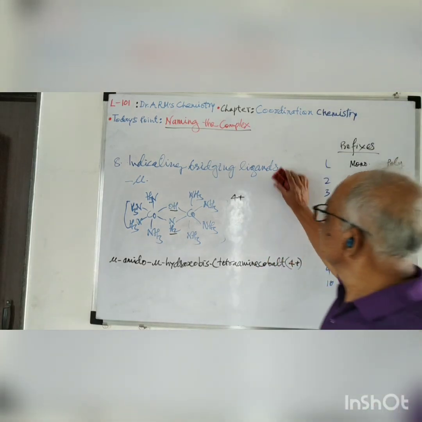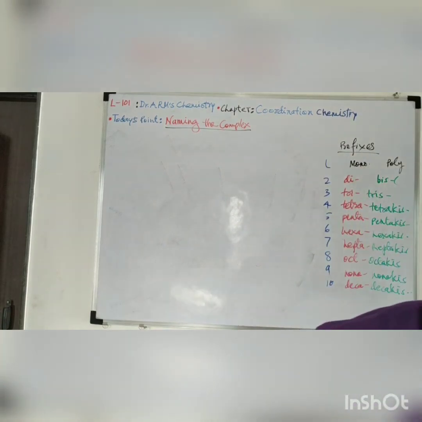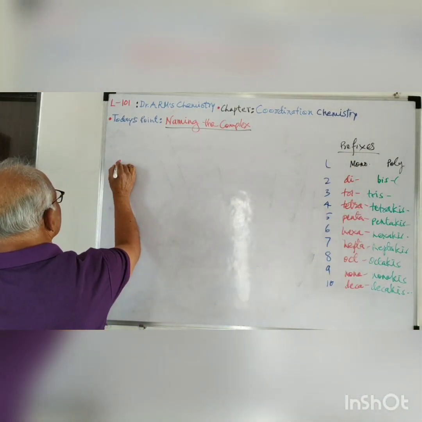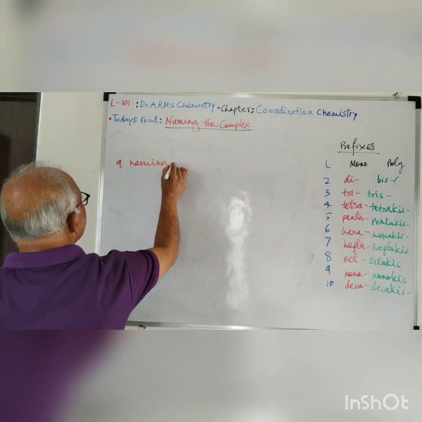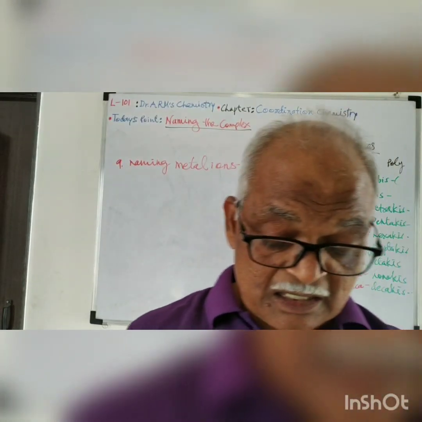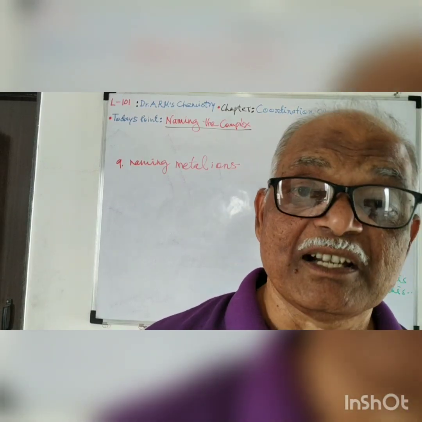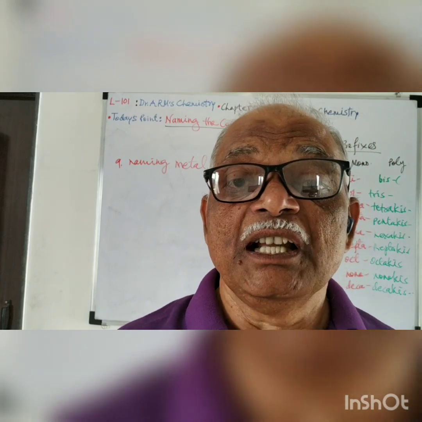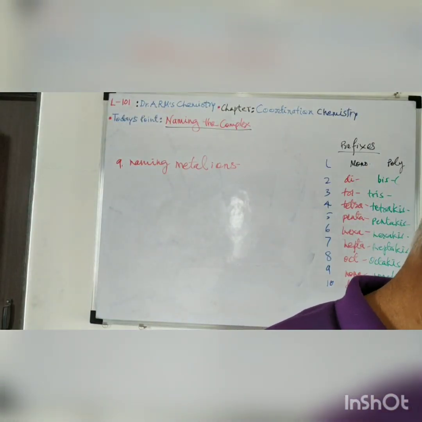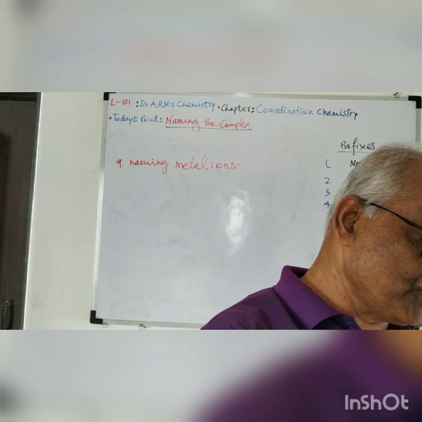Then the next rule is the ninth, naming the metal ions. The complex may be neutral, cationic or anionic. The names of these metal ions are sometimes derived by using the source of the name of the metal. When the complex is anionic, we have to use the source of the metal name.